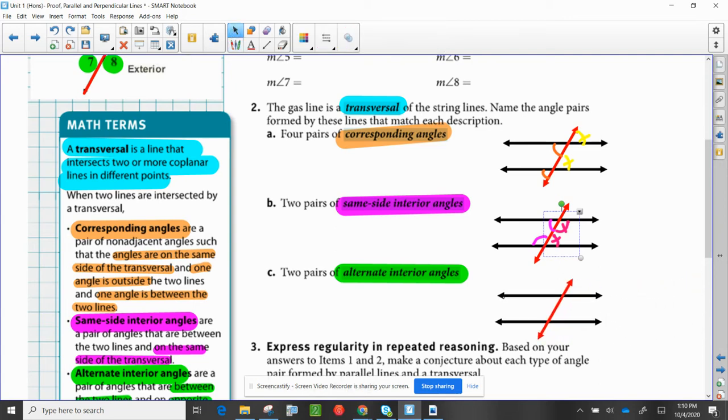Lastly, we have alternate interior angles. I'm going to move that over there for a second because I'm going to come back to those.